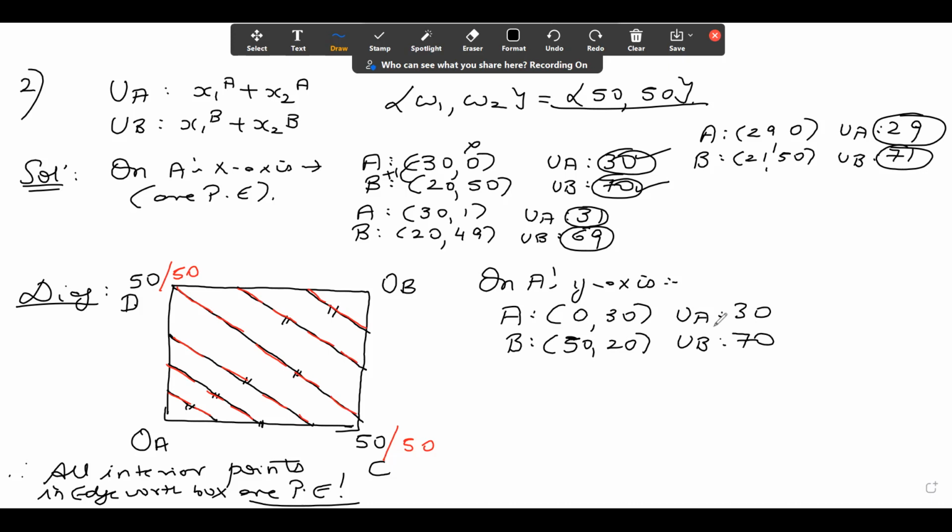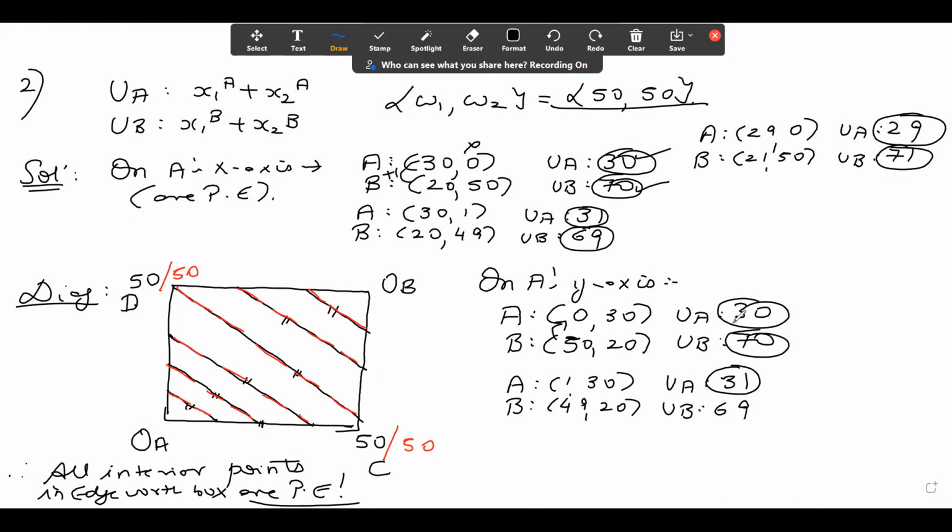Let's make one of the parties better off. Suppose I try to make A better off. So B gives 1 unit here. So A has 1, 30. B has 49, 20. Utility which A gets is 31. Utility which B gets is 69. Again, A has become better off by making B worse off.